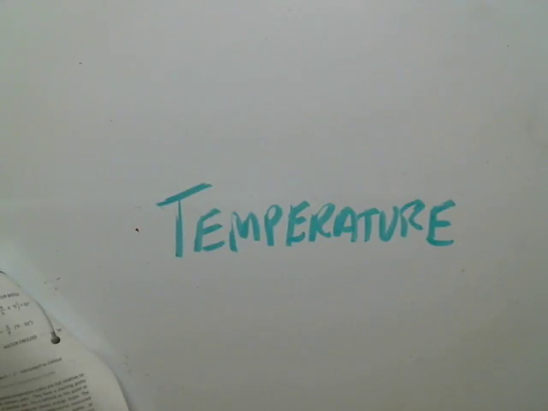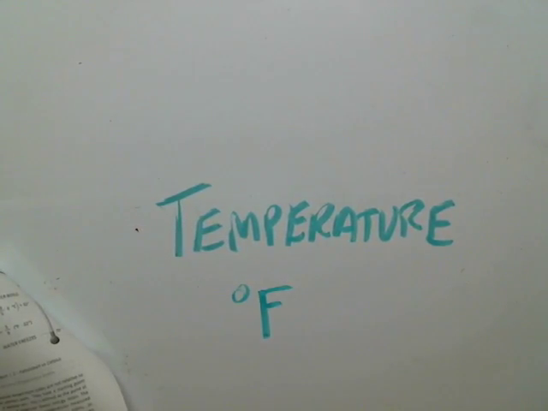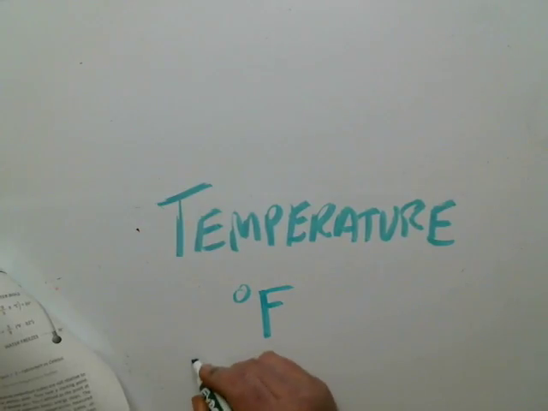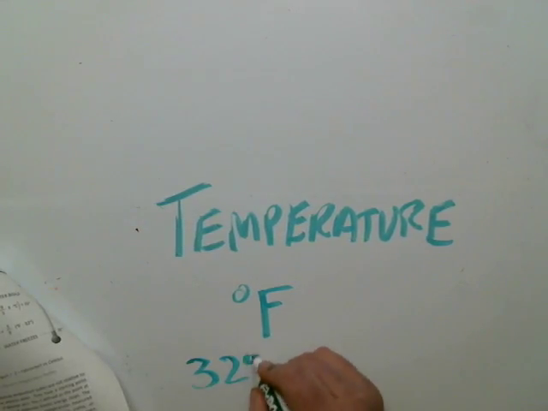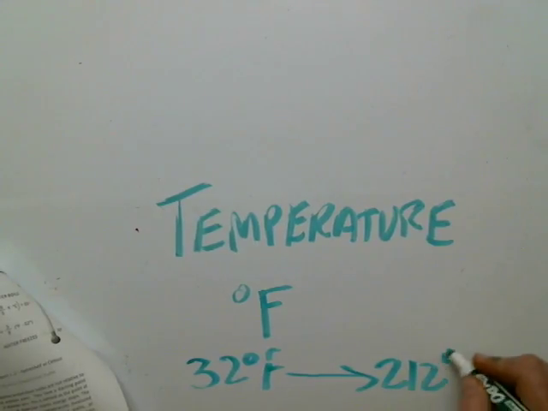Going to talk about temperature measurement. And really, it's pretty straightforward. We know that in America, we measure things in degrees Fahrenheit. And we know that at atmospheric pressure, from 32 degrees Fahrenheit, where I create ice, all the way up to 212 degrees is where I would boil water.